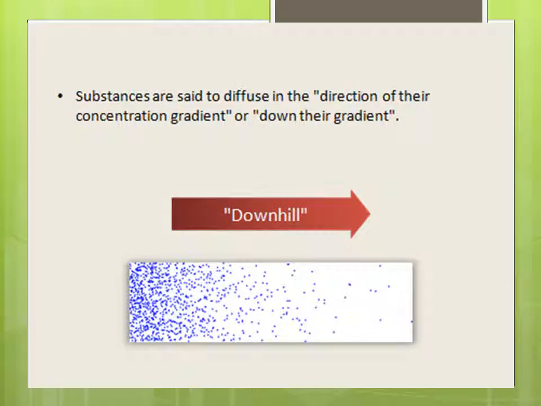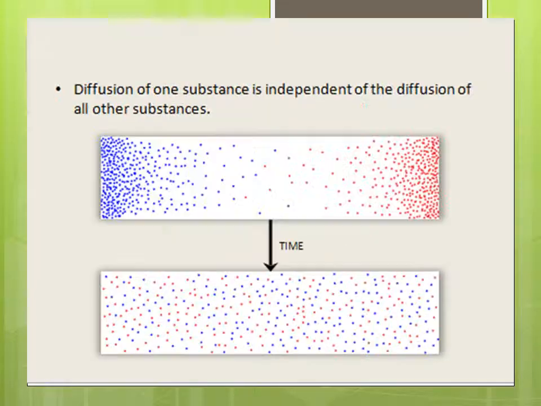Substances are said to diffuse in the direction of their concentration gradient, or down the gradient. They'll go from higher concentration to areas of lower. The diffusion of one substance is independent of the diffusion of all other substances. So here, you have two substances: the blue starts on the left and the red starts on the right. In time, they'll all be mixed up because they don't work against each other.